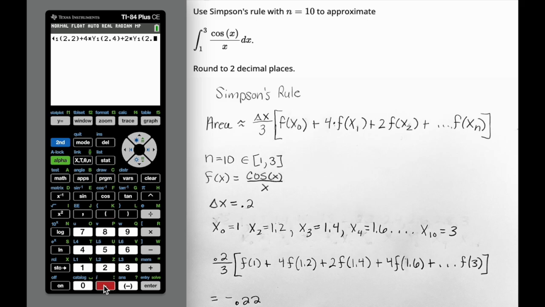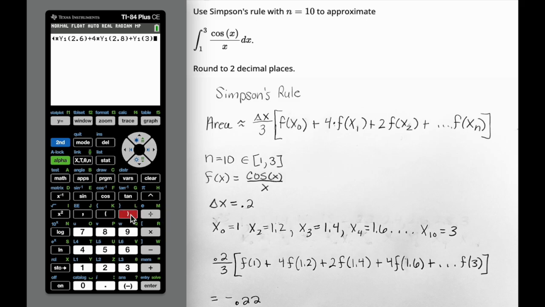So the next one's going to be 2.6. And 2.8. Now when we get to the last one, we're not multiplying anything by the value of the function. The last one is just going to be the value of the function at your last value of x, which in this case would be 3.